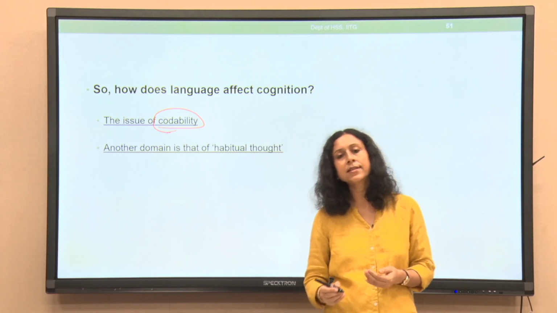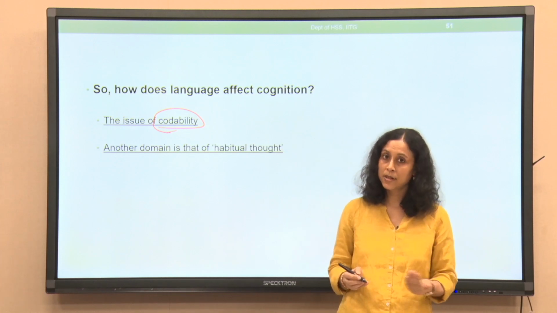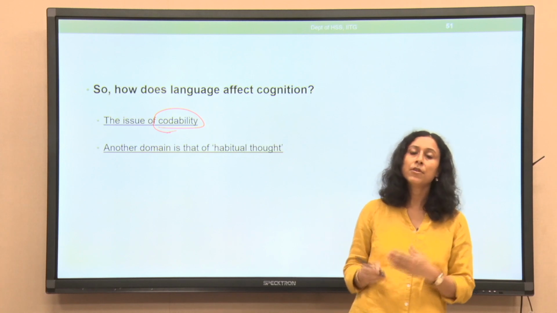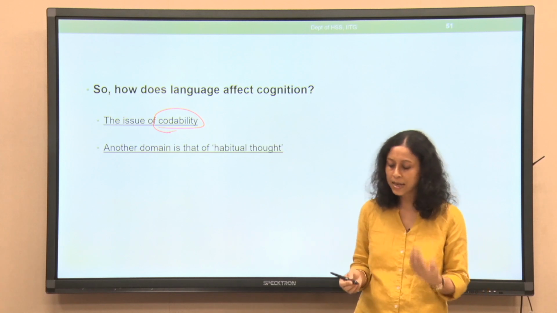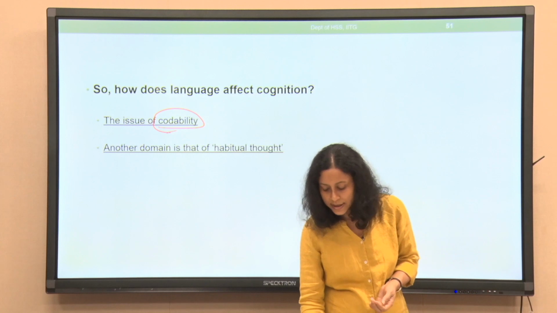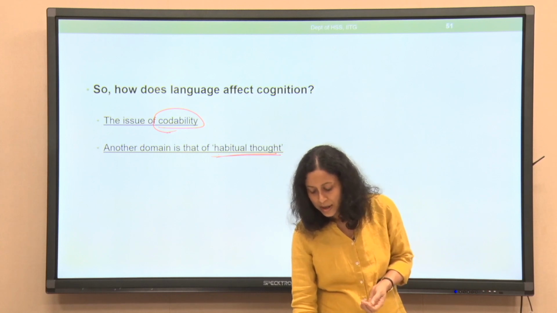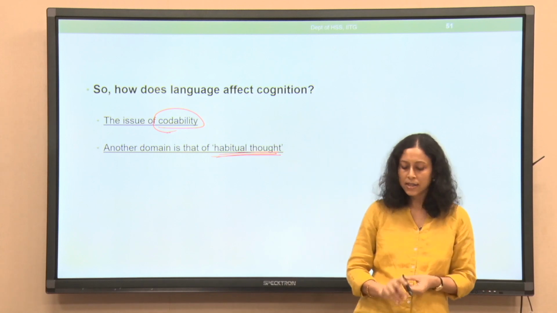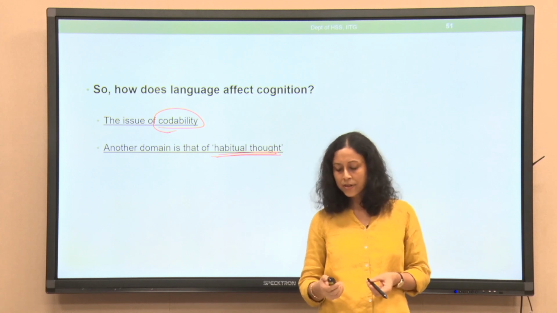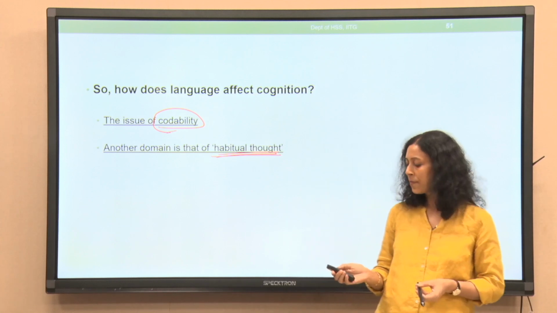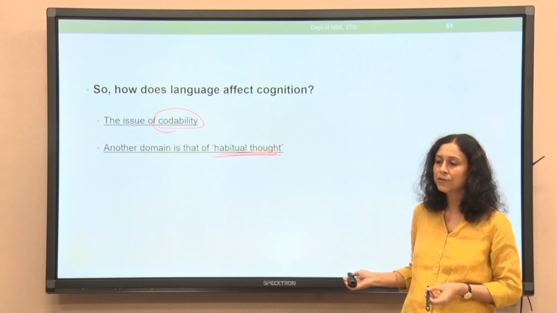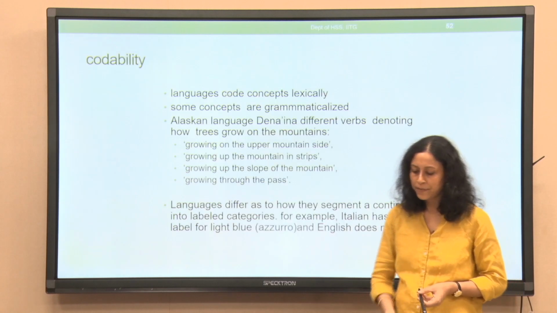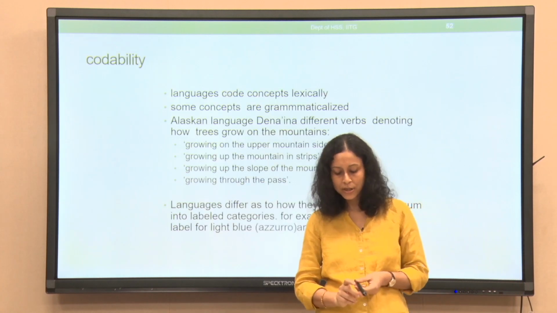So, certain languages have codes for certain concepts and another language may not have the codes for the same concept. Another domain is that of habitual thought. Habitual thought is a very significant aspect of this relationship. This is something we had seen before also, how it affects. So, what is codability?